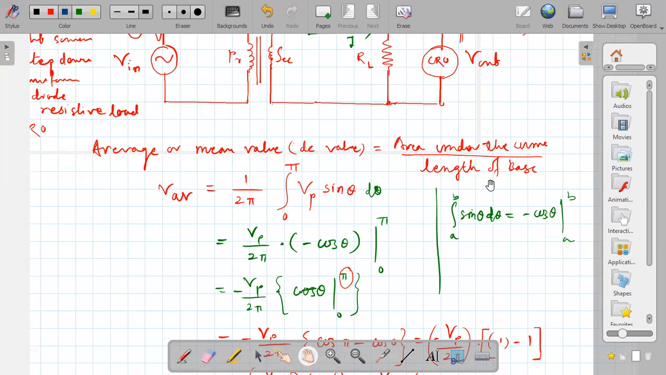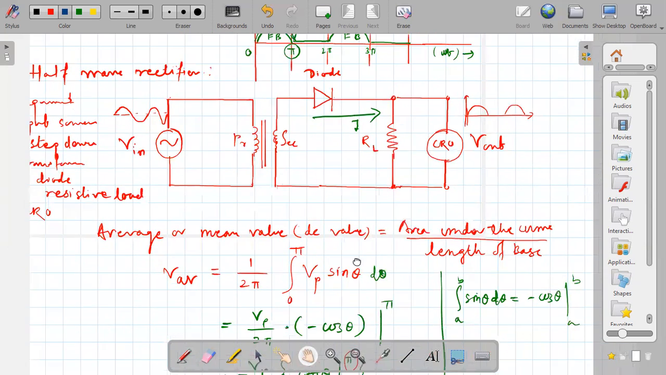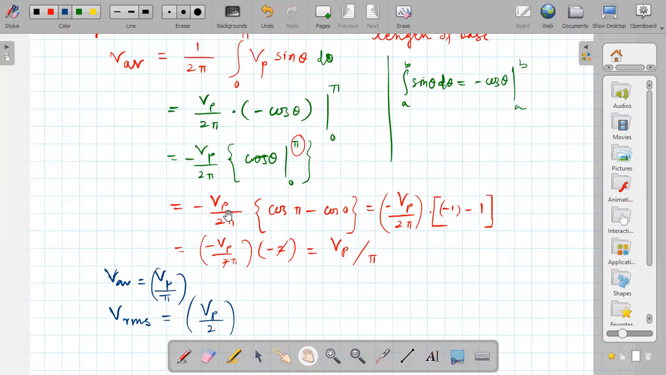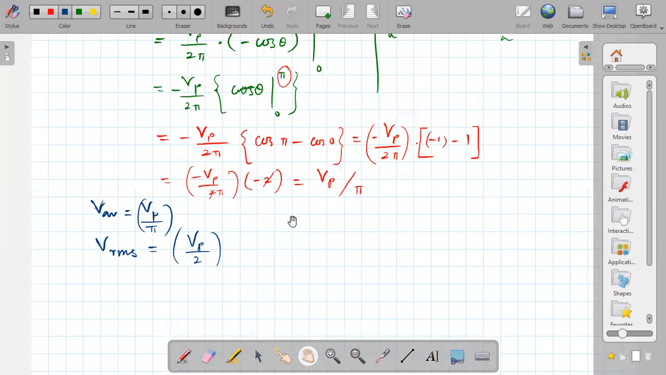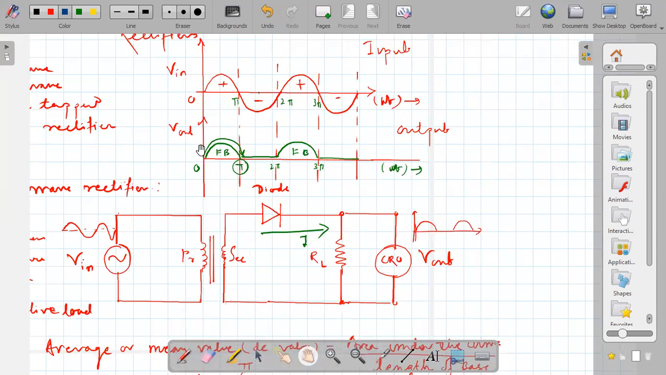And this is the mathematical part, that is V average or mean value, the area under the curve over the length of base. Directly you write V average equals 1 upon 2 pi integration of Vp sin theta d theta from 0 to pi, because the output exists for the angle from 0 to pi. The integration of sin theta is minus cos theta, and we use the definite integration formula from 0 to pi. Then I take minus common outside of the bracket, and cos pi minus cos 0, where cos pi equals minus 1, so minus 1 minus 1 is minus 2. The 2 gets cancelled, minus minus becomes plus, and thus V average equals Vp upon pi, and V RMS is always Vp upon 2.